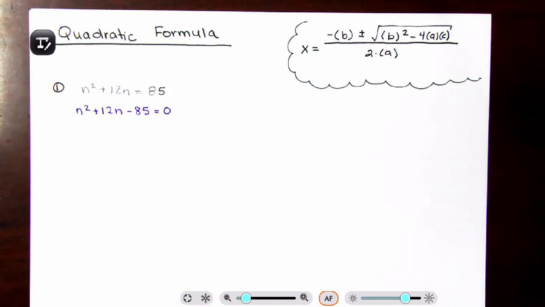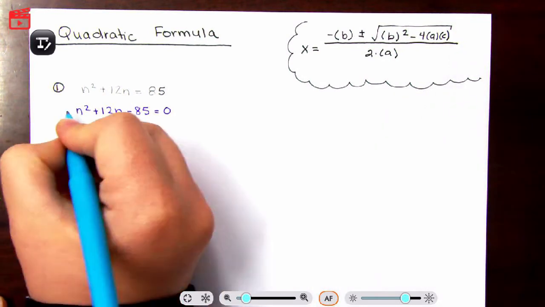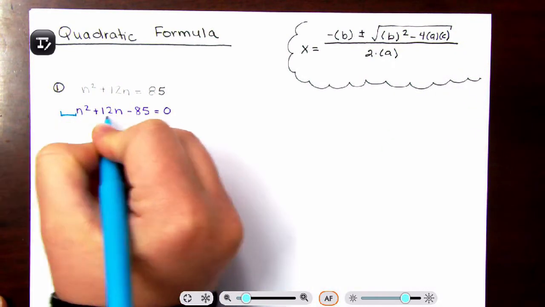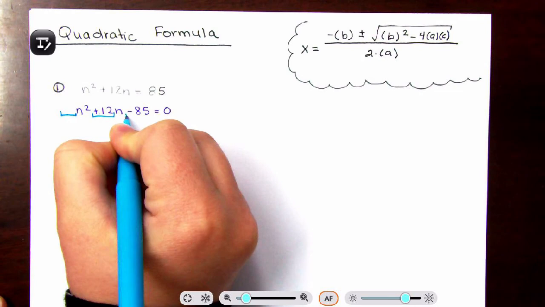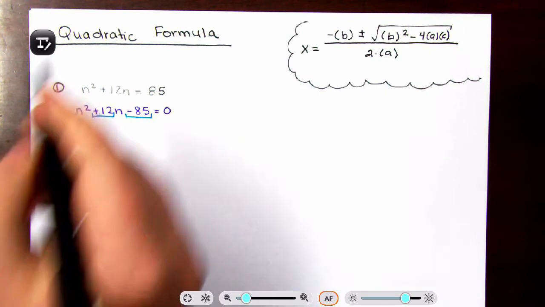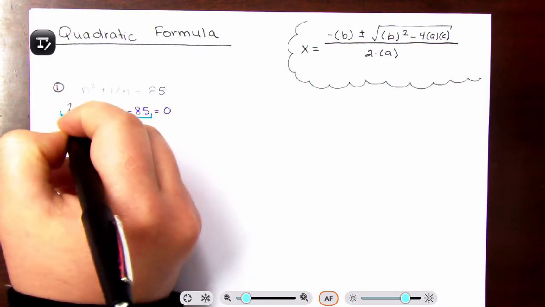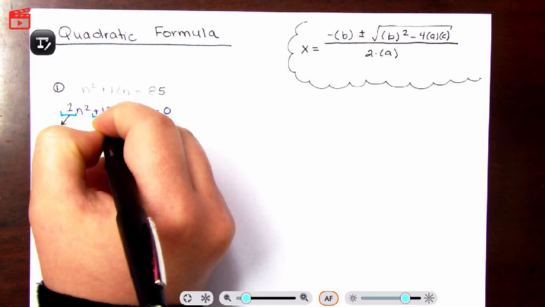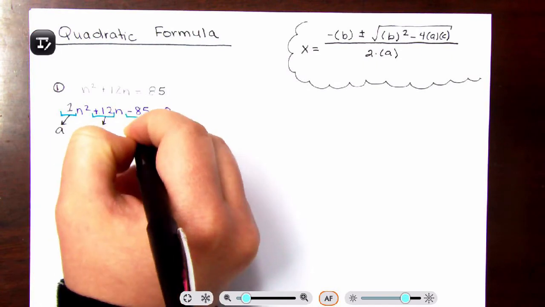Once your equation is equal to 0, you're going to look at the numbers in front of each term. Remember, if there is no number for your leading coefficient, that number is 1. So this is your A, this number is your B, and this number is your C.